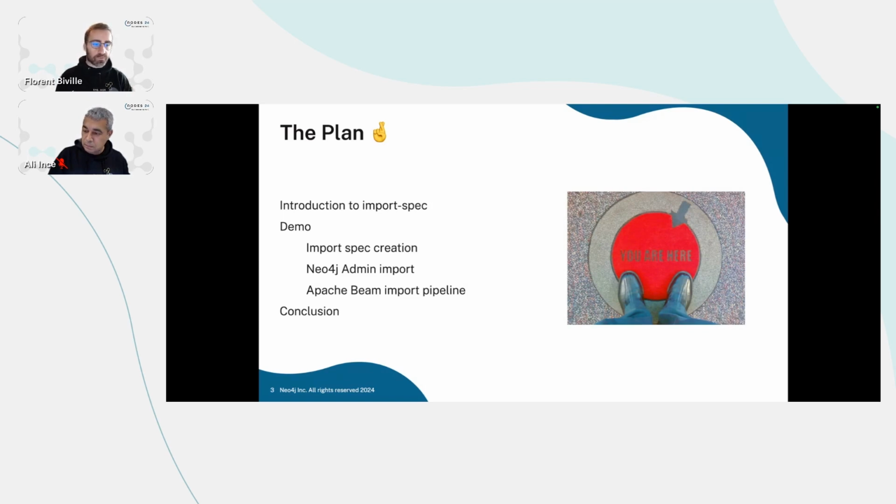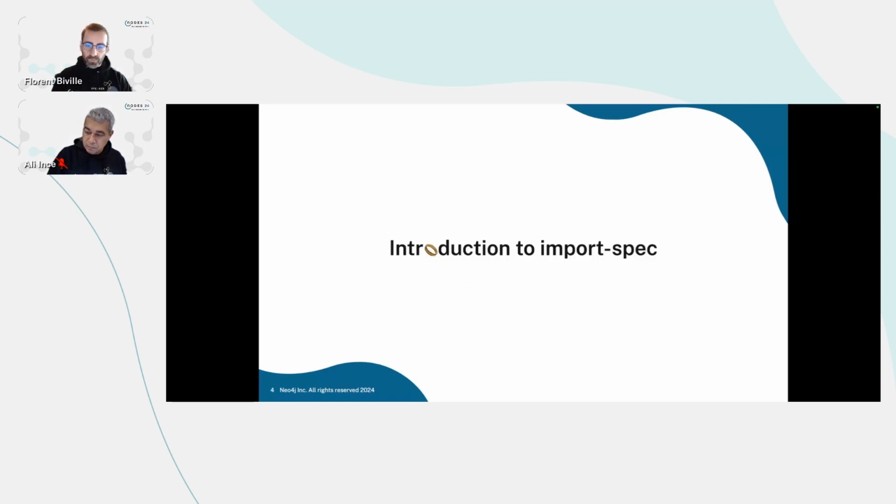One of them being Neo4j admin, that you might know as a CLI to do offline or incremental imports. The other one being an Apache Beam pipeline, Apache Beam being a framework that unifies streaming and non-streaming data pipelines. And so, yeah, let's talk about import spec.